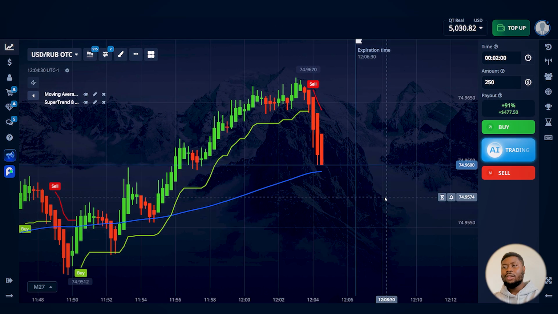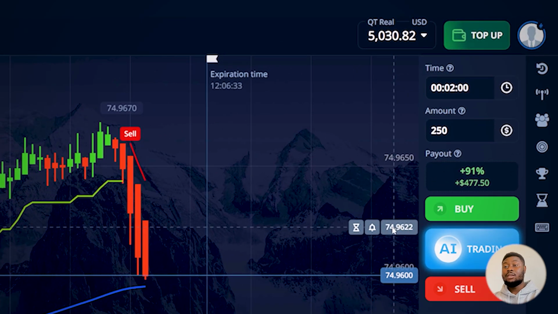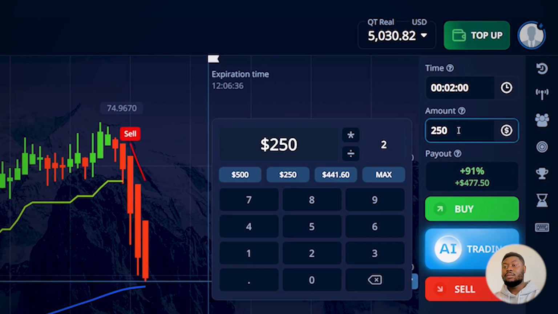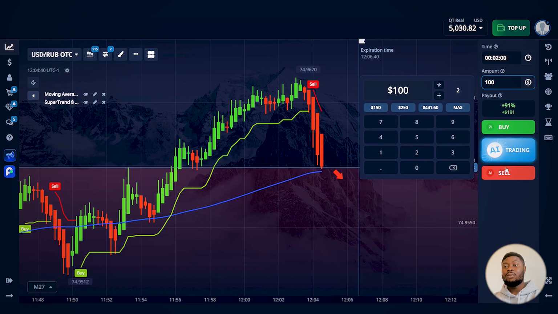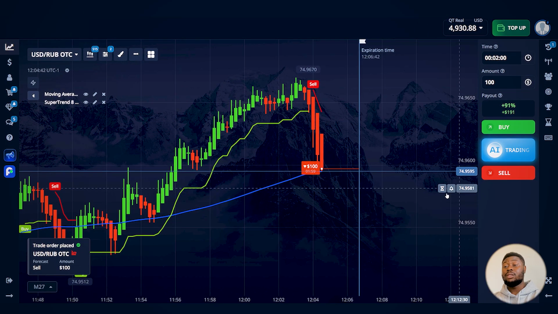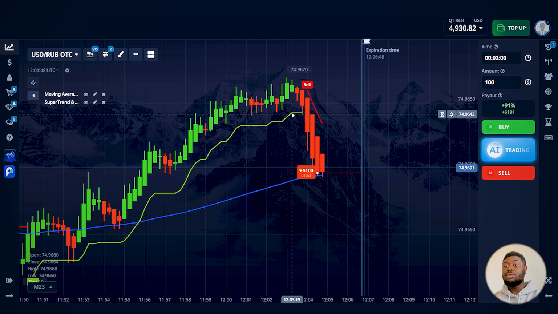Look, I think this situation is suitable for analyzing the main errors in the work. This time my trade amount is $100. Let's open the trade to reduce the price. The trade is open, so it's time to study the situation in more detail. The green level of the SuperTrend indicator has already been crossed. There's a new trigger that indicates a price reduction.